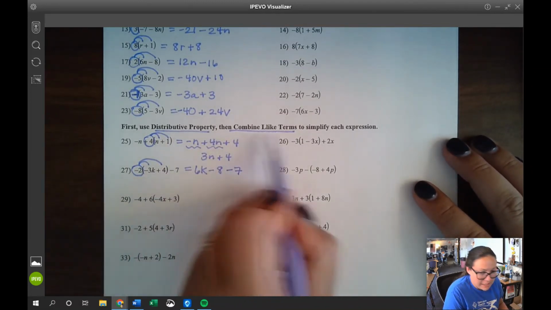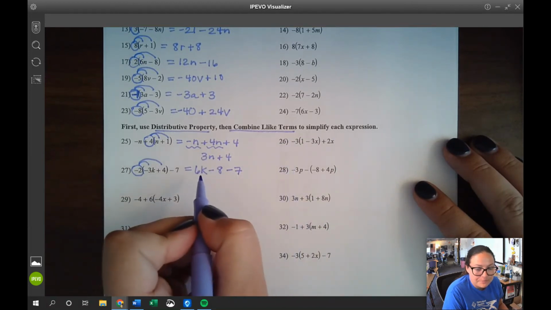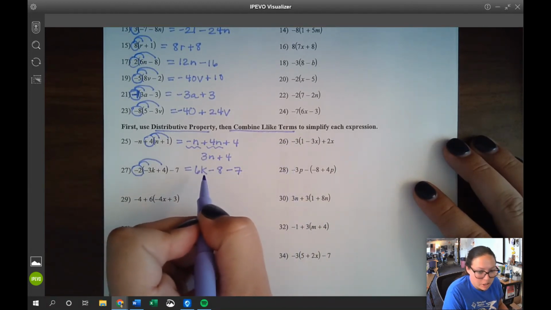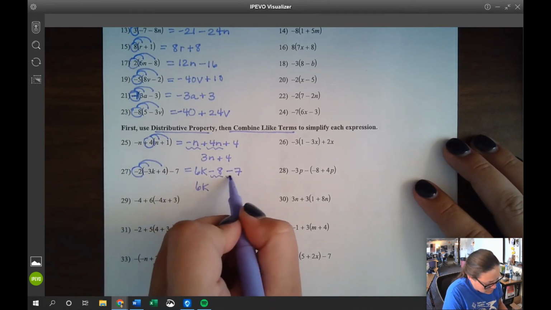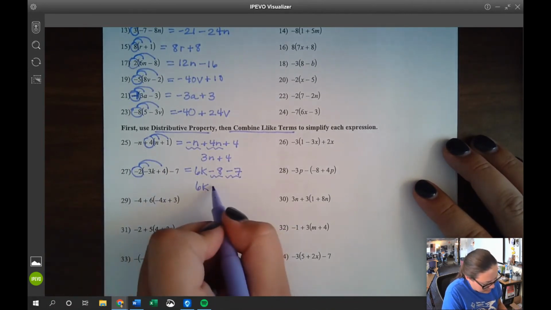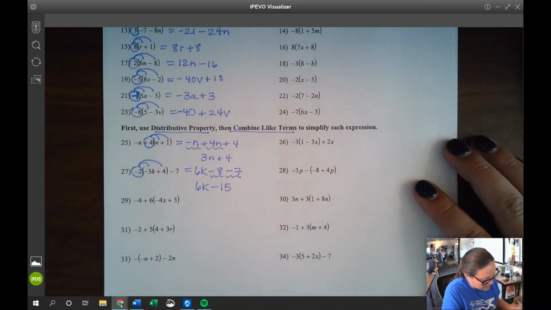So I did the distributing. Now I need to combine like terms. There are no other terms with a k. So this is just going to be 6k. But I can do negative 8 minus 7 to give me minus 15.